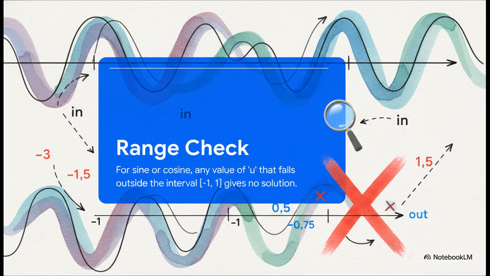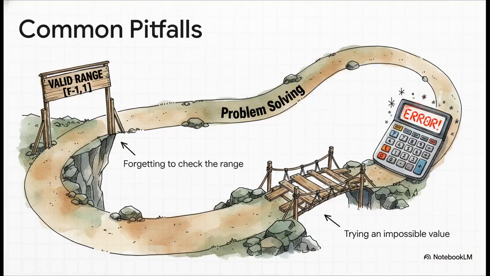If it's outside that little window, like 1.5 or -3, you throw it out. Simple as that. And this is exactly where people get tripped up. They'll just blindly plug arcsine of 1.5 into their calculator, get an error, and not know why. It's because the value was impossible to begin with. Or they'll forget to check both roots from the quadratic formula. Think of this range check as your most important quality control step.